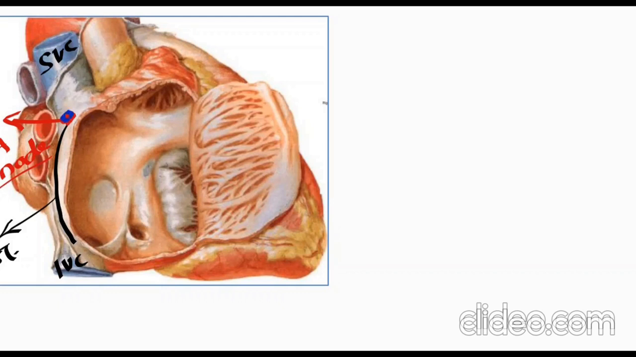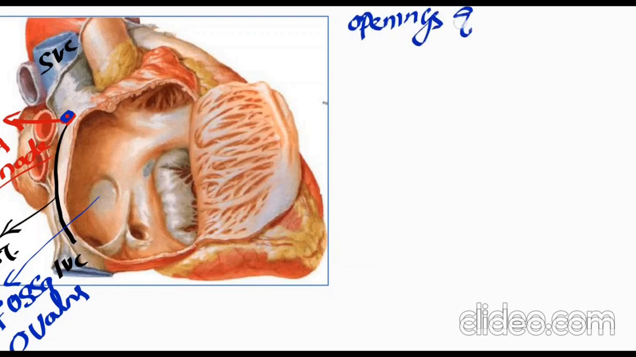Okay, now you can see the interior. Can you identify the structure? That is, again, foramen, sorry, fossa ovalis. Fossa ovalis here. Okay, now let us discuss the openings of the right atrium. What are the openings of the right atrium?